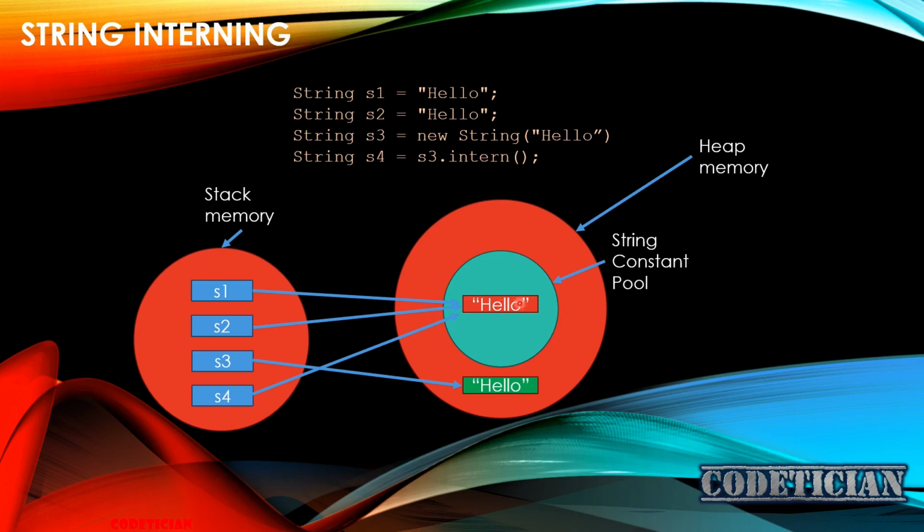But suppose there was no reference in the string constant pool, then what would this intern method have done? It would have created one object in this string constant pool using the value hello and then passed that reference.